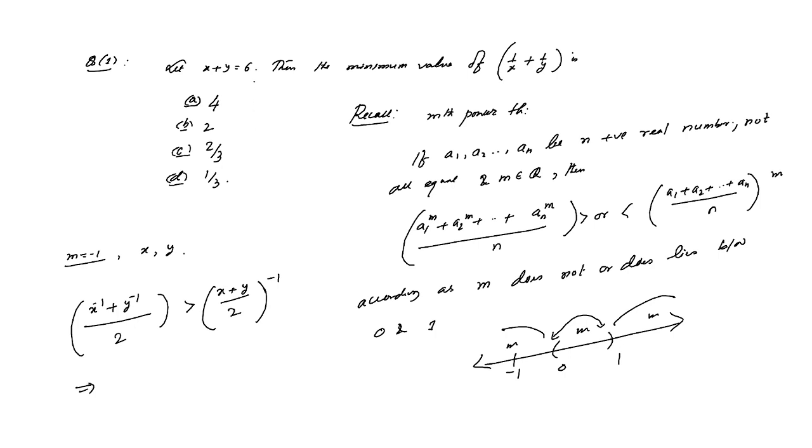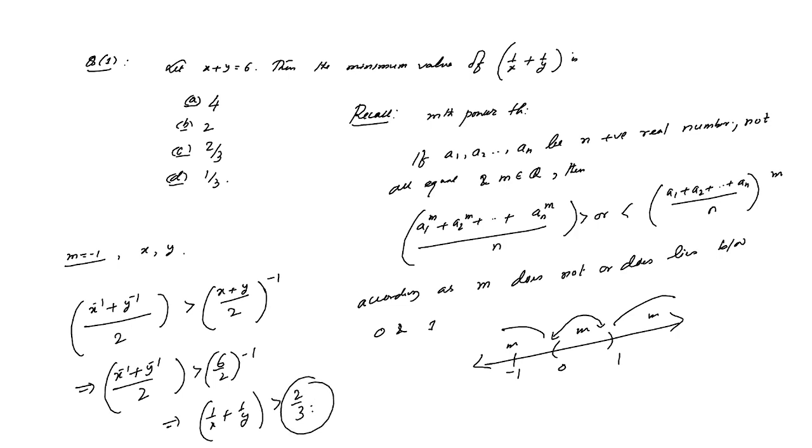Now it is given x plus y equals 6. So (x to the power minus 1 plus y to the power minus 1) by 2 will be greater than (6 by 2) whole to the power minus 1. That means (1 by x plus 1 by y) is greater than 2 by 3. So the minimum value is 2 by 3, because all values are greater than 2 by 3. So option C is correct. All other options are false.